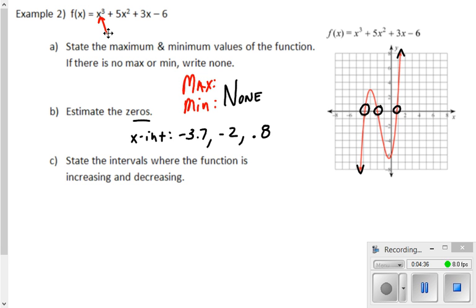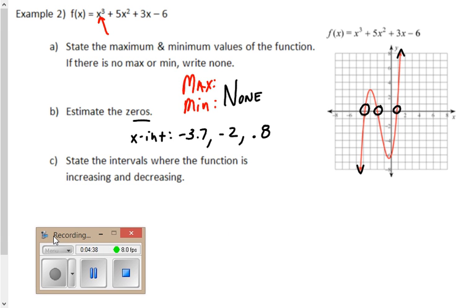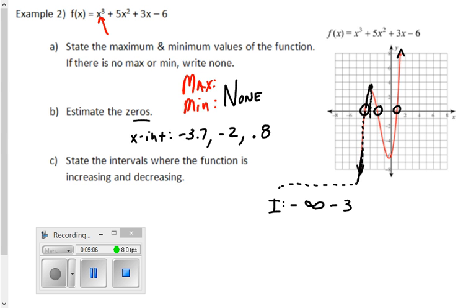Next, I'll deal with my increase and my decrease. Again, reading from left to right, the graph is on the rise. So my increase is going to be from -infinity, any value I use there, and it increases to a specific point. That specific point is right there, which is going to be -3. So anywhere from negative infinity to -3, my graph is on the increase.